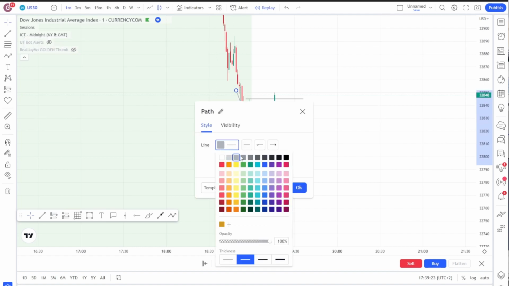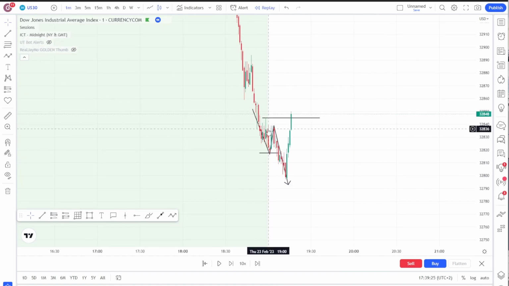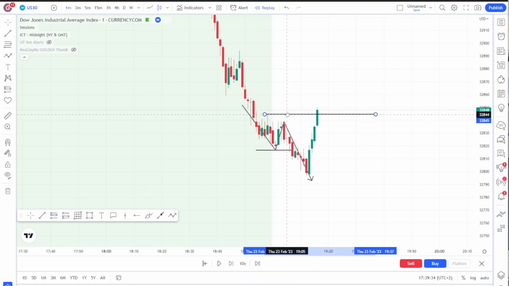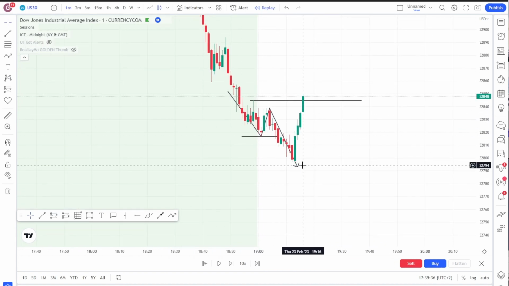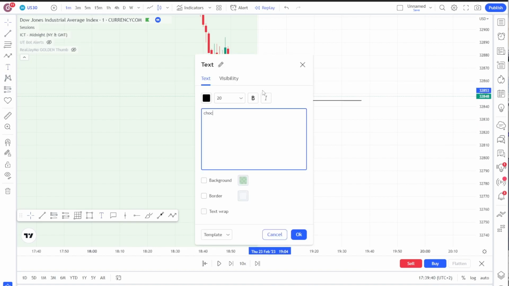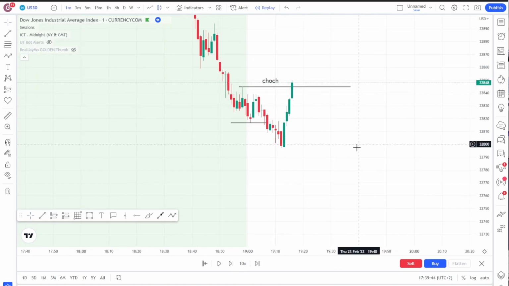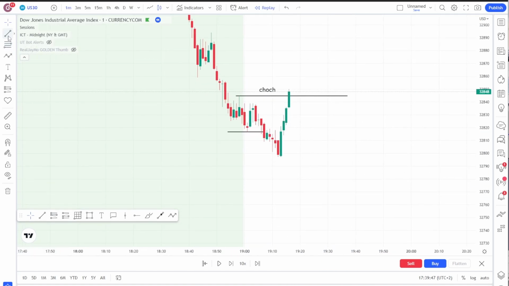Let me make this darker. Okay, we had this pullback, and then we broke the low that created that pullback. Then the higher high was broken. So this is our change of character. That's the abbreviation for it. Then we look for our fair value gap.